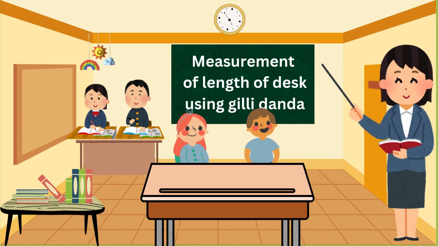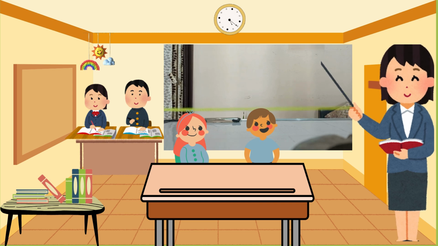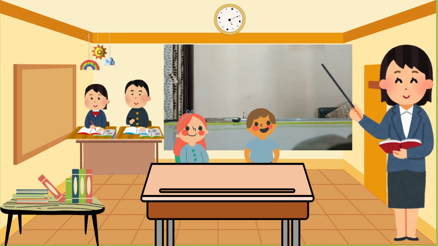Okay, so one thing they could do is to take a small length of string and mark 2 points on it. This will be a string length. They can measure the width of the desk in string lengths.